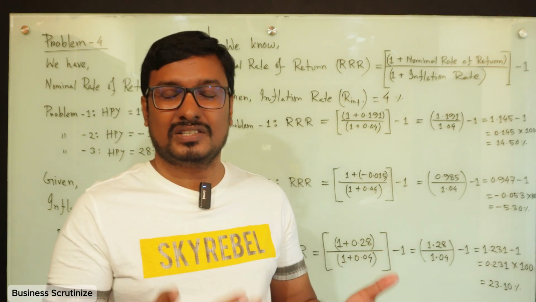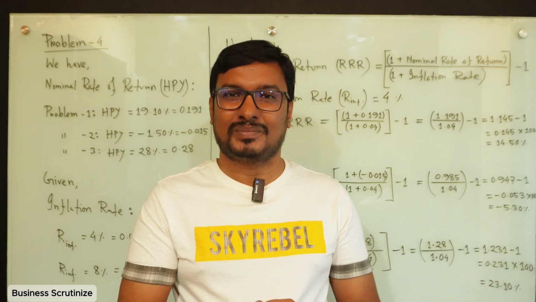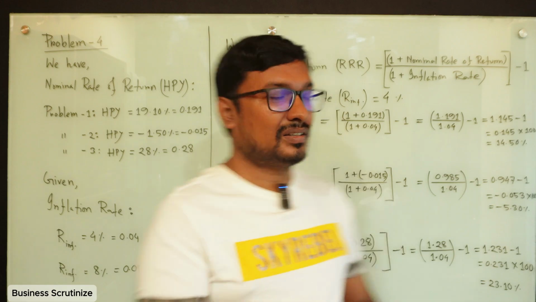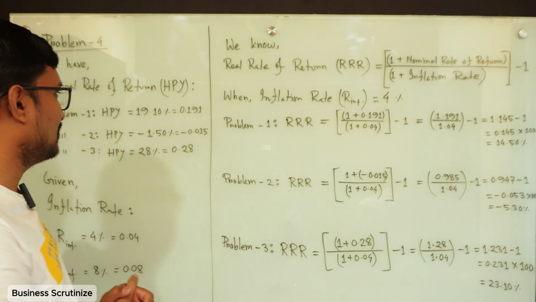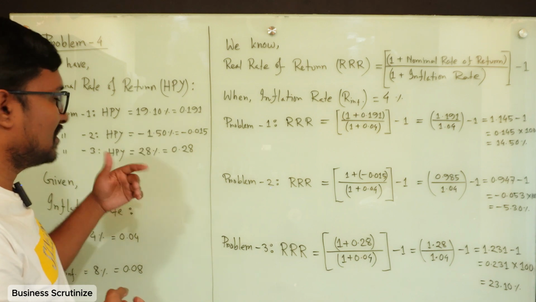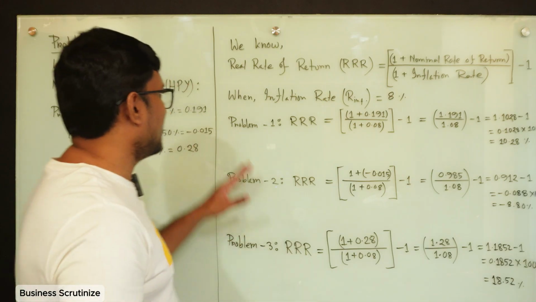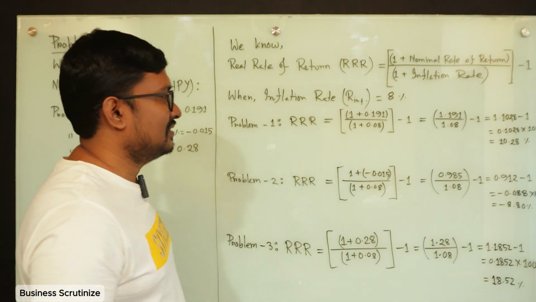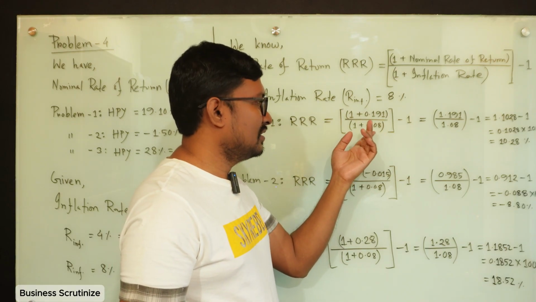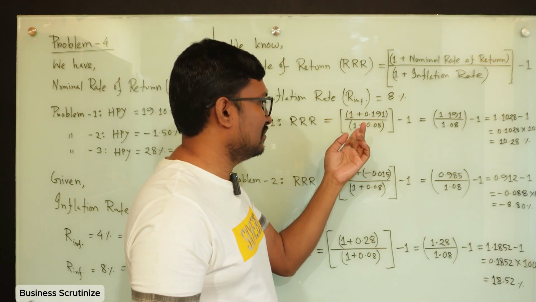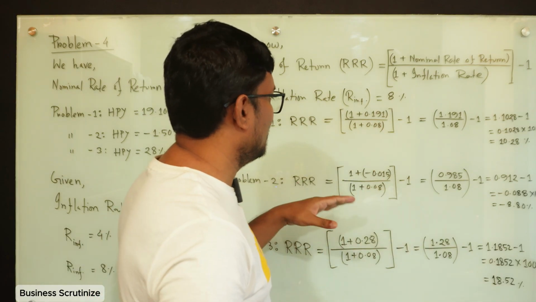Now we will see the next part, where the inflation rate is 8%. What should the real rate of return be on the basis of the given nominal rates of return, or SPY, in this problem: 19.1%, minus 1.5%, and 28%. In the case of an 8% inflation rate, we just change the rate of inflation in the denominator, where you can see 1 plus 0.08, which is the 8% inflation rate.